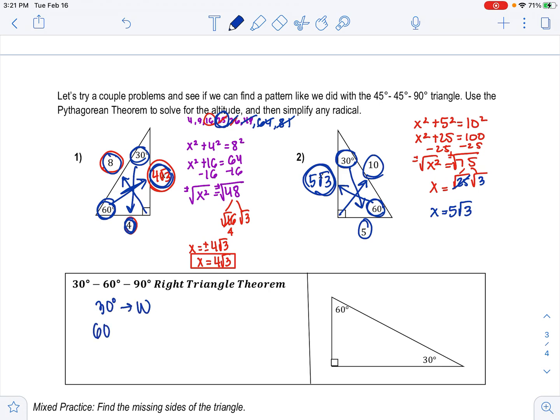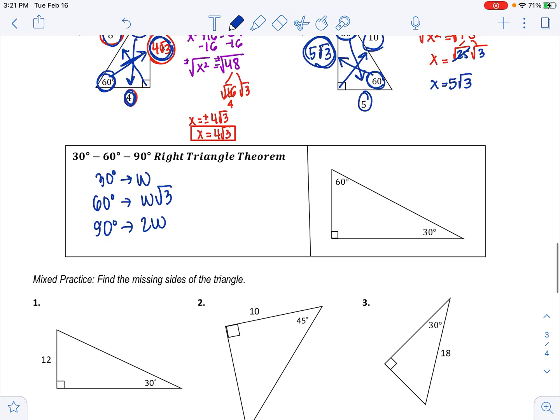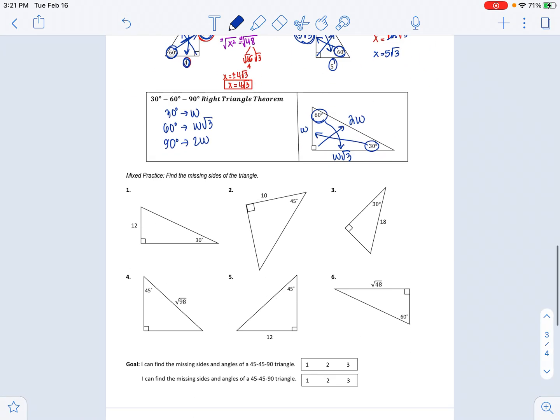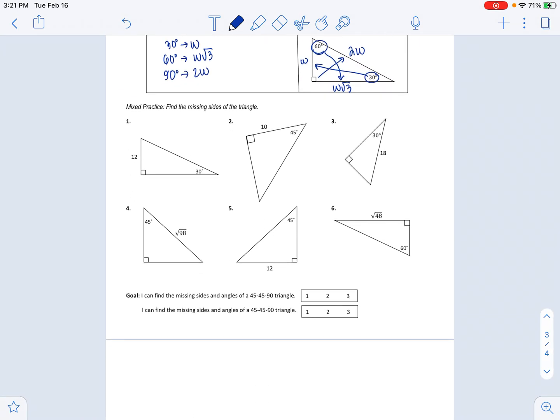Okay? So across from your 30-degree angle is our W side. Across from 60 is root 3 times that, so W root 3. And across from 90 is twice whatever across from the 30 was. So across from 30, right here, W. Across from 60, W times root 3. Across from 90, 2 times whatever W is.